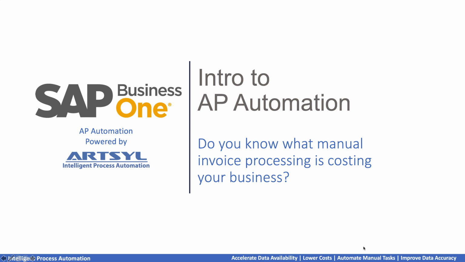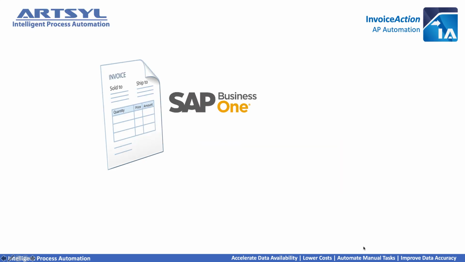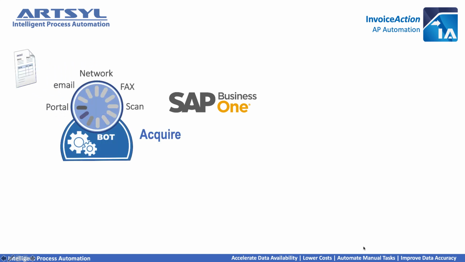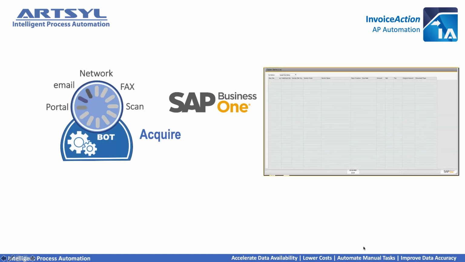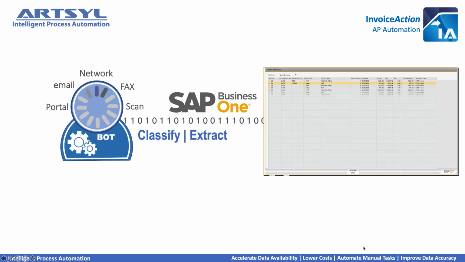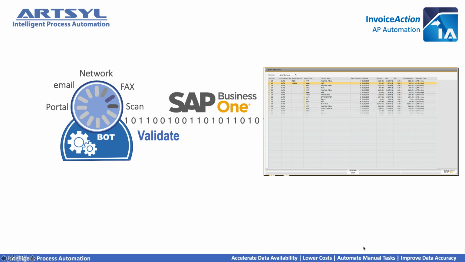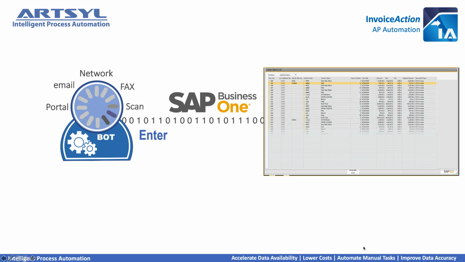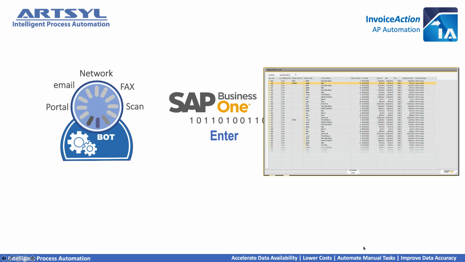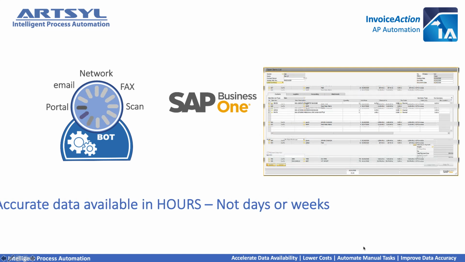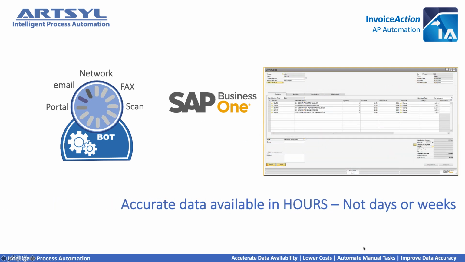Welcome to an introduction to AP automation for SAP B1, powered by Artsyl's Intelligent Process Automation platform. InvoiceAction automates the acquisition of invoices from multiple input sources, classifies, extracts, and validates relevant invoice data, and accurately enters this data into SAP B1. This accelerates the availability of processed invoices, enabling you to take action in hours, not days or weeks.